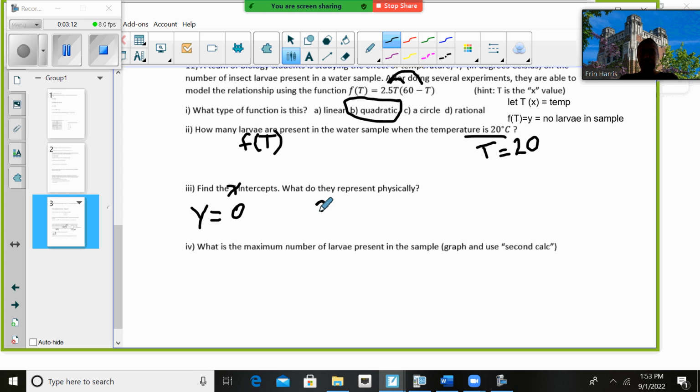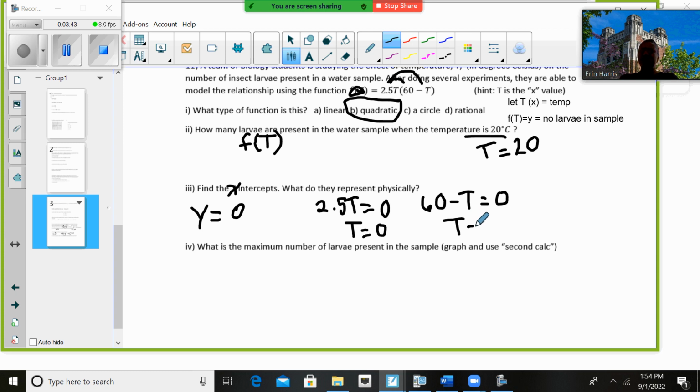To set f of t equal to 0 and solve, so I'm putting a 0 in here, I have to take each factor and set it equal to 0. That's how I solve my quadratics. We know how to do that. We've been doing that many times in high school. So we solve by setting each factor equal to 0, and then t is either 0 or t is 60.